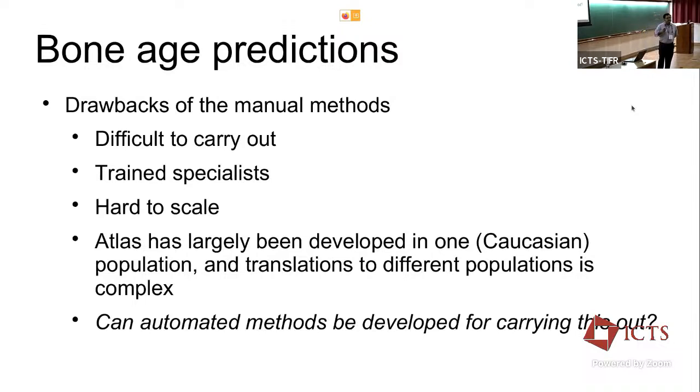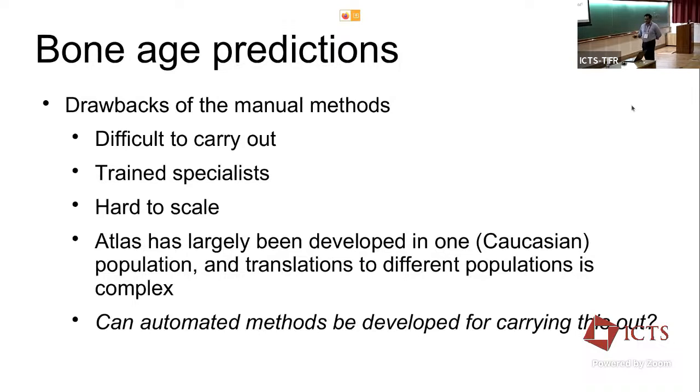So the other thing that comes to mind is that the atlas, the Greulich-Pyle atlas, has largely been developed in one population, which is essentially a Caucasian population. And it has been, over the years, extremely difficult to translate this atlas to other populations. This is several decades of work. It has been extremely difficult to ask, what's the value and what's the applicability of using the Greulich-Pyle atlas, the standard atlas, for, say, Indian children, which is what our interest is really at the end of the day.